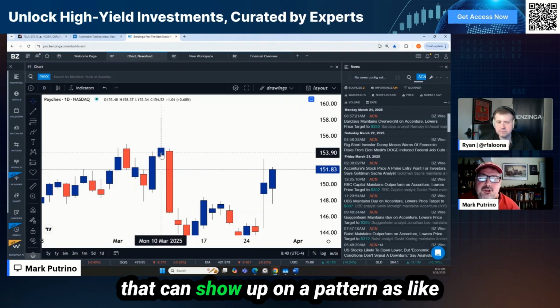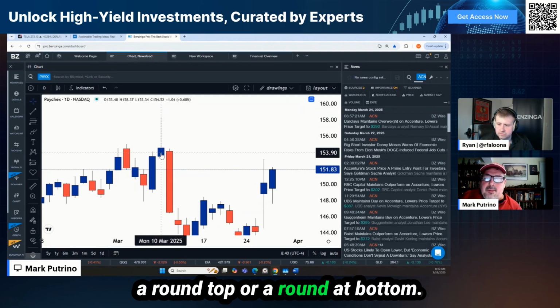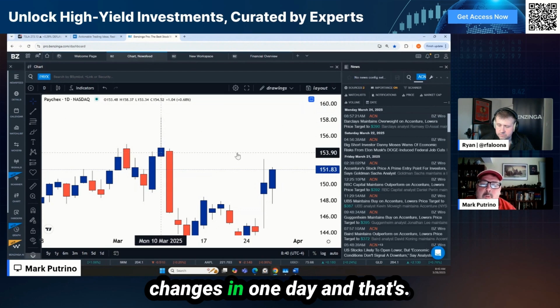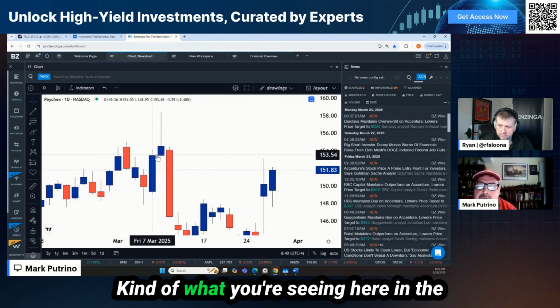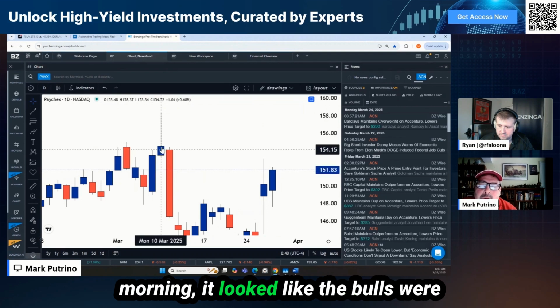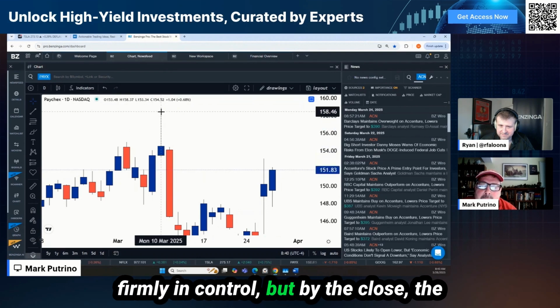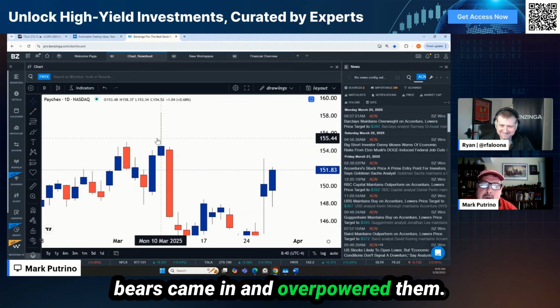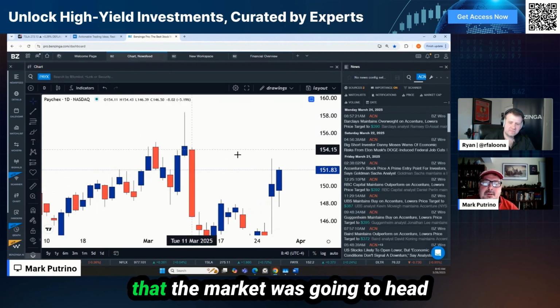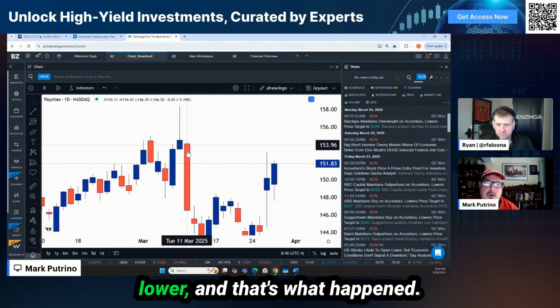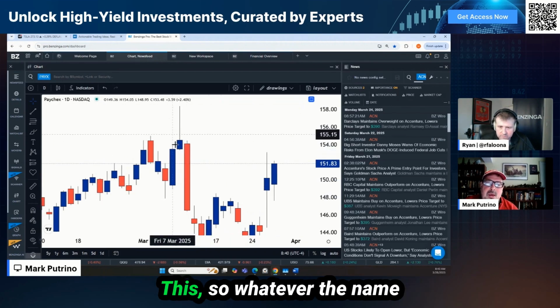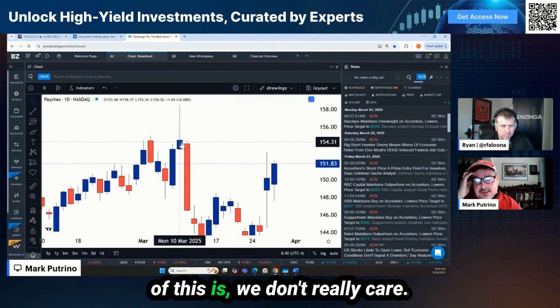And a lot of times that can show up on a pattern as a rounded top or a rounded bottom. Sometimes the leadership changes in one day, and that's kind of what you're seeing here. In the morning, it looked like the bulls were firmly in control, but by the close, the bears came in and overpowered them. And sure enough, this was a sign that the market was going to head lower. And that's what happened. So whatever the name of this is, we don't really care.